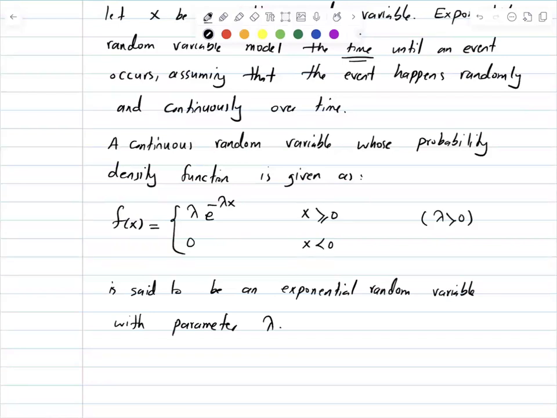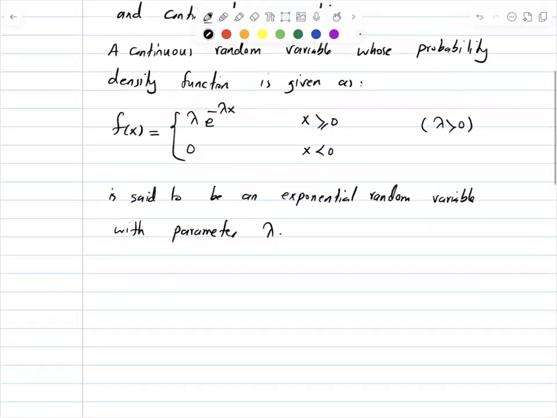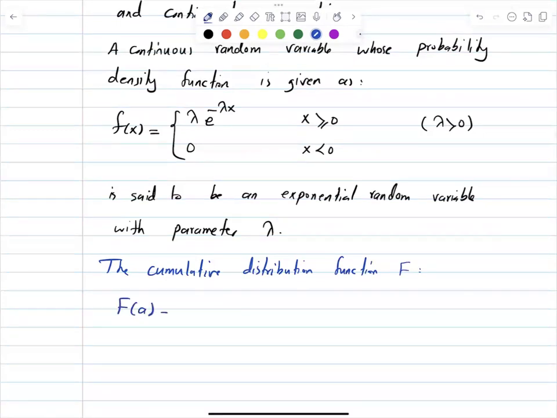We can calculate the cumulative distribution function, or F, as follows. F of a is equal to the integral of lambda e to the power negative lambda x dx, while x ranges between 0 to a, and a is more than or equal to 0. So basically, you can just write a here, and then later on take the limit if you want to.